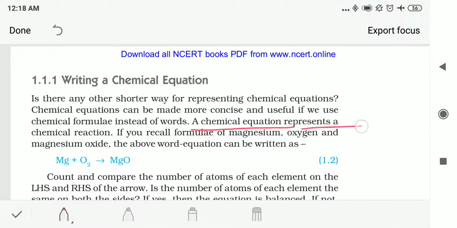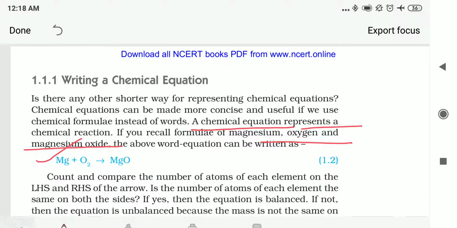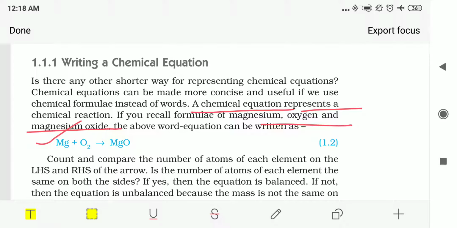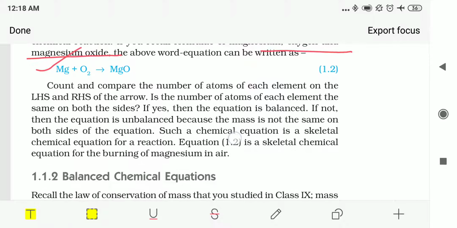A chemical equation represents the chemical reaction, and if you recall the formulas of magnesium, oxygen and magnesium oxide, the above word equation can be written as Mg plus O2 gives MgO. Here we are writing a chemical equation in the form of symbols instead of words, to make it more useful and concise.